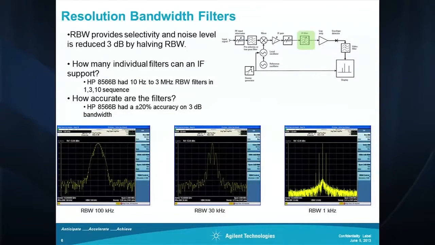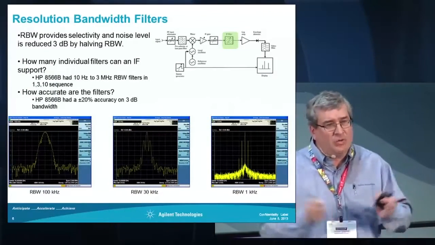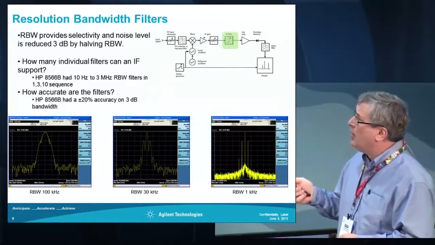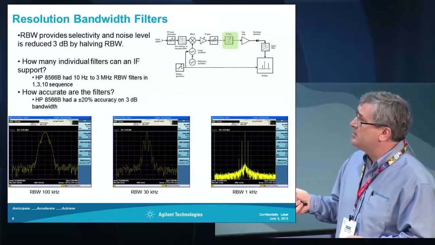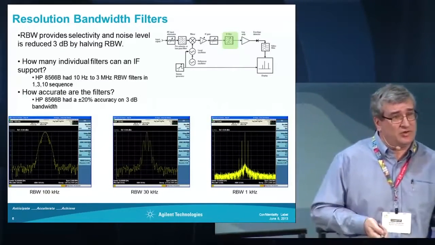And once we get down to like a 1 kilohertz resolution bandwidth, you start seeing, oh, look at this. This tone showed up, a couple of tones in there. So the figure of merit, what you're looking at here, is how narrow a resolution bandwidth filter you can get. The 8566B, our performance analyzer of its day, had a 10 hertz resolution bandwidth filter at its smallest size.